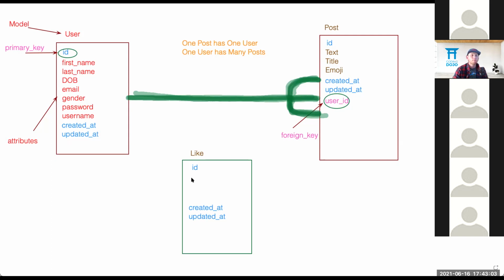I need to know which post that is being liked. How would I do that? What's my unique thing? I have something like a post ID. Then I'm also going to have the user who liked my post. I'm going to call it user ID. So this is creating this third table for like that keeps track of which user liked it and which post they liked.